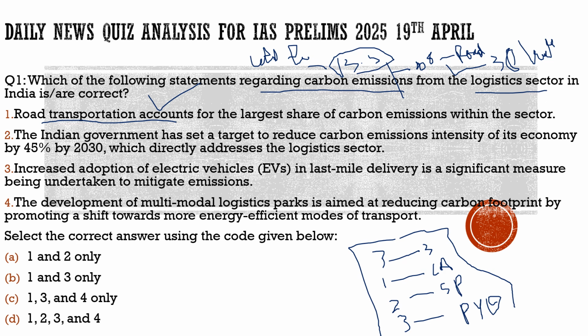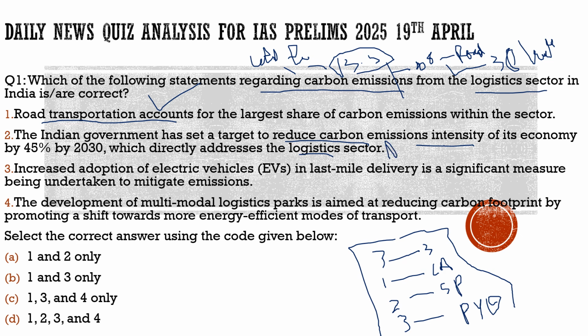Second statement: the Indian government has set a target to reduce the carbon emissions intensity of its economy by 45% by 2030, which directly addresses the logistics sector. Even though the Indian government has set the target of reducing carbon emission intensity by 45% by 2030, it is not directly addressing the logistics sector. It is addressing the overall sectors which contribute to emissions. So this statement, particular to the logistics sector, becomes incorrect. The second statement is incorrect here.